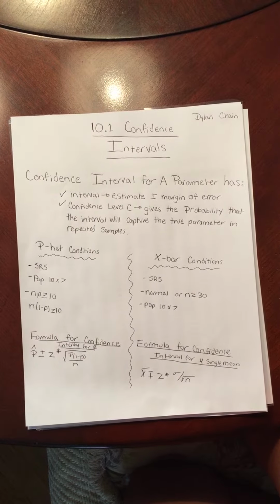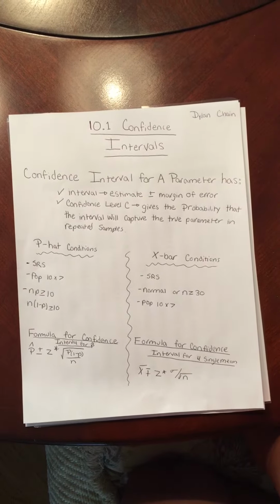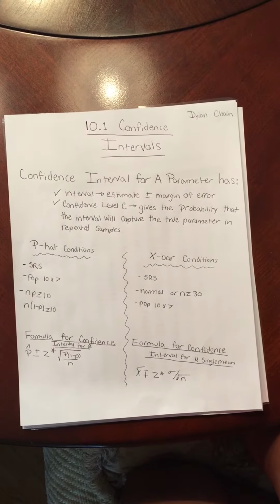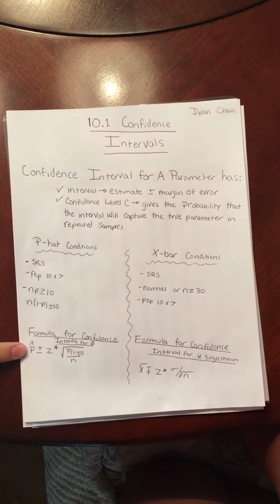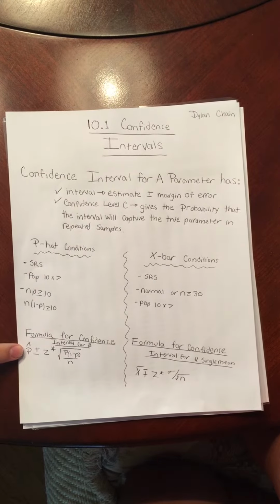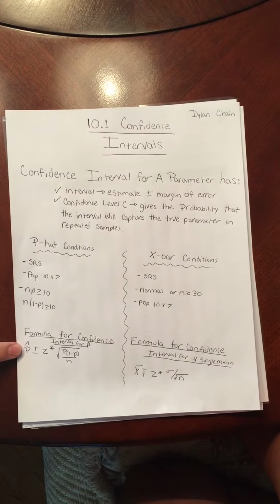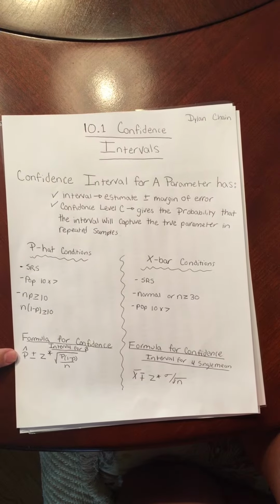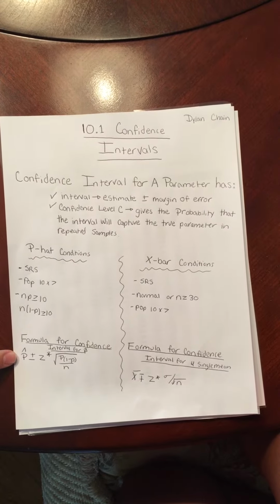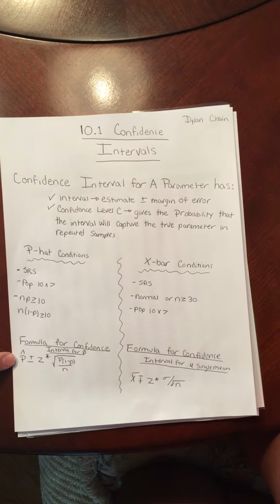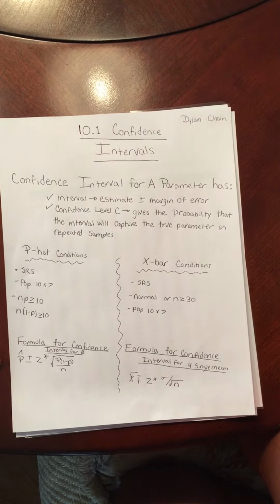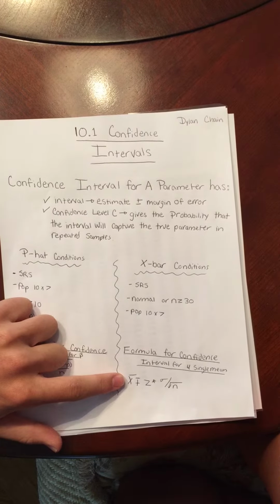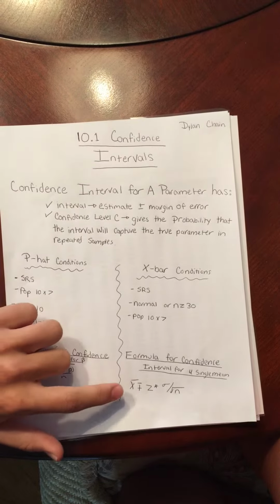If an SRS of size n is chosen from a population with unknown proportion p, then a level C confidence interval for p is p hat plus or minus z star times the square root of p hat times 1 minus p hat over n. If an SRS of size n is chosen from a population with unknown mean mu, then a level C confidence interval for mu is x bar plus or minus z star times the standard deviation divided by the square root of the sample size.